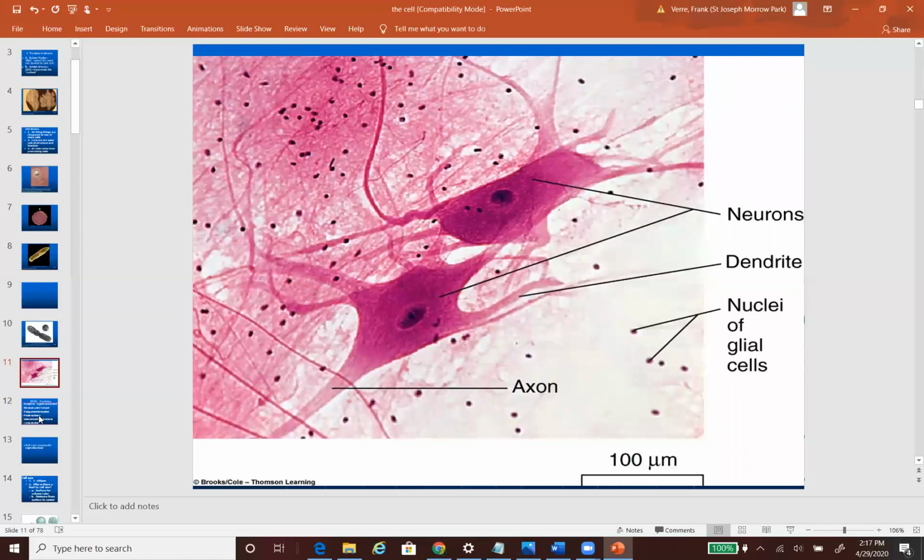So here would be an example of that, going back to these two neurons, these two nerve cells. You notice that it looks like they're kind of connected to each other because they actually communicate with one another. It's a very, very important concept that cells must be able to talk to each other.